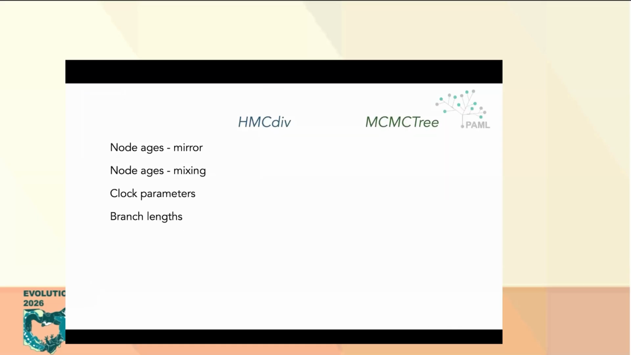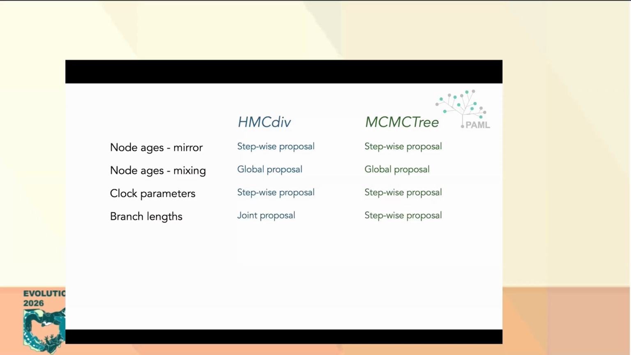So just to compare HMC div with MCMC tree, which I'll do a lot during this talk, because it's the fastest approach for divergence times at the minute. We have two moves on our node ages, a mirror move and a mixing move. These are implemented the same way in both software: a stepwise proposal for the mirror move, and a global proposal for our mixing move, which moves all the node ages at once. And for our clock parameters, we have the stepwise.